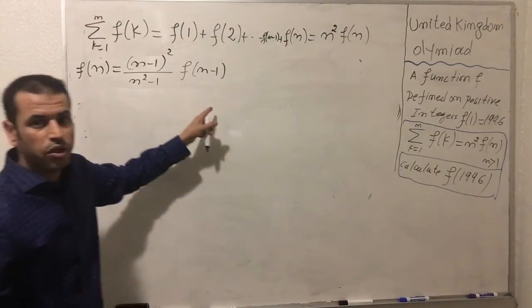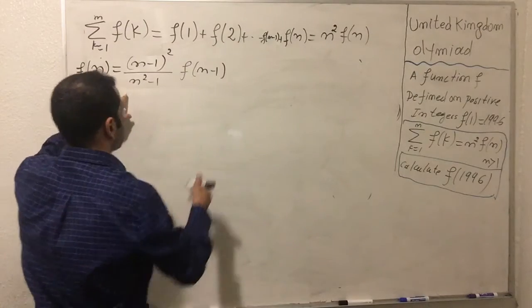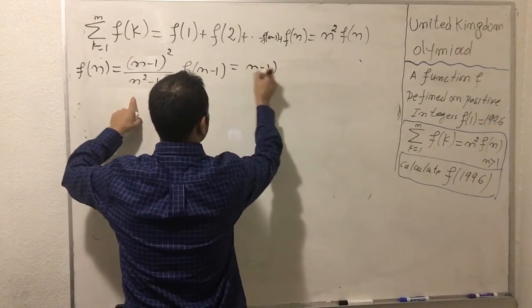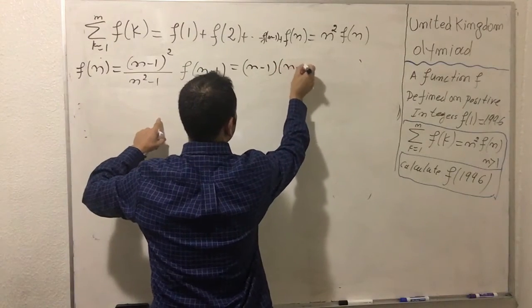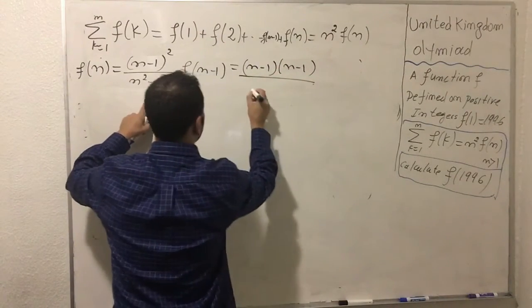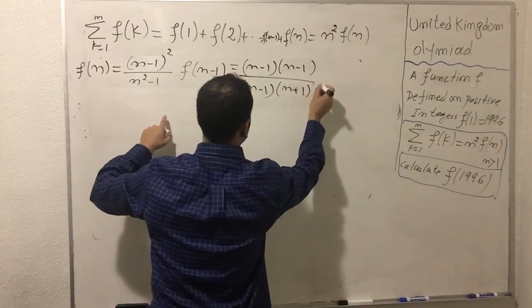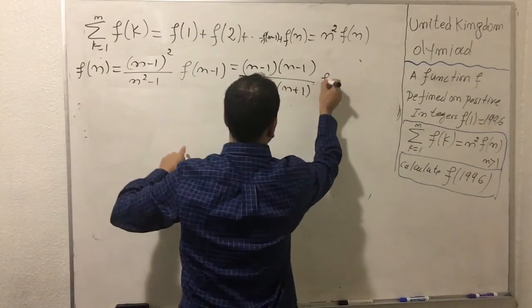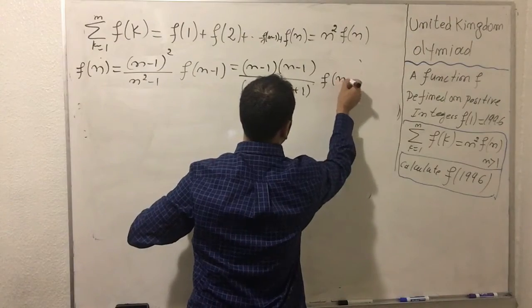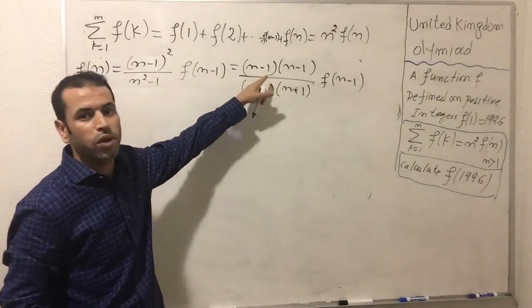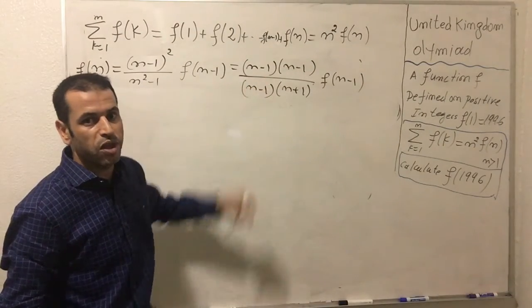Now I found this expression. If you take a look here, I'm going to factor it: n minus 1 times n minus 1 over n minus 1 multiplied by n plus 1, multiplied by f of n minus 1. I'm going to simplify n minus 1 from the numerator and denominator.